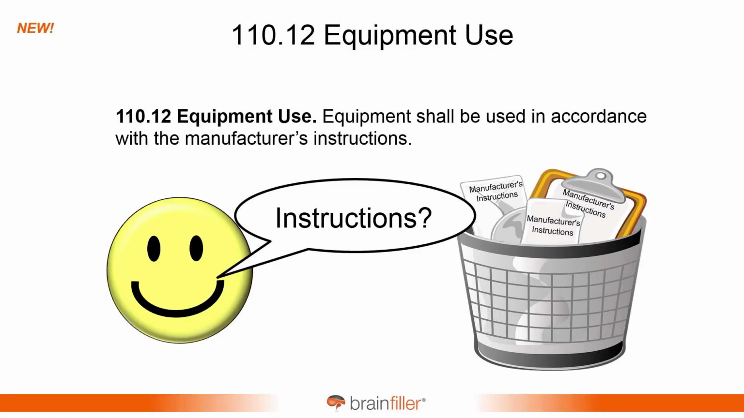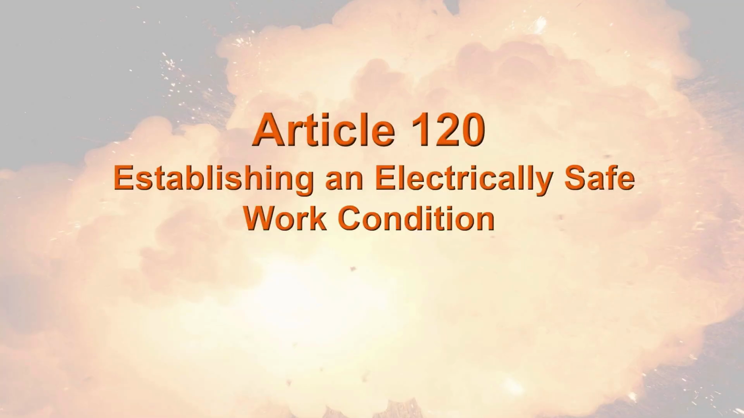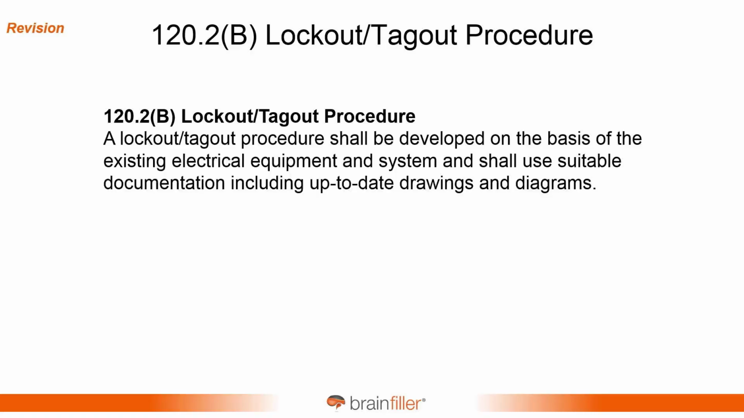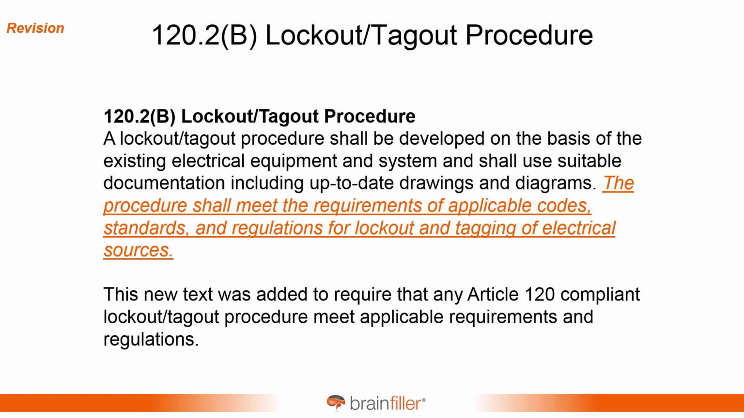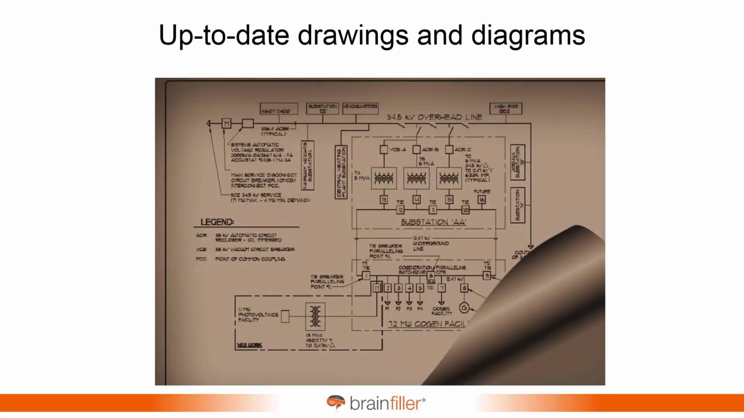So this is just to simply state that equipment shall be used in accordance with the manufacturer's instructions. Article 120, establishing an electrically safe work condition. There was an addition to the lockout tagout procedure. And this addition states that the procedure shall meet the requirements of applicable code standards and regulations for lockout and tagging of electrical sources. Up-to-date electrical drawings.